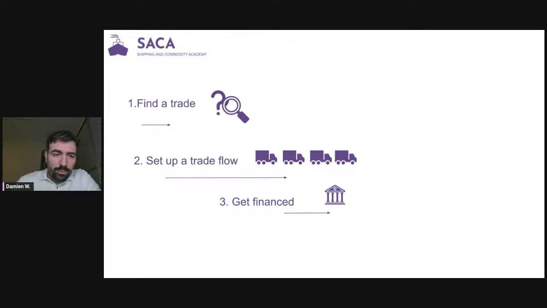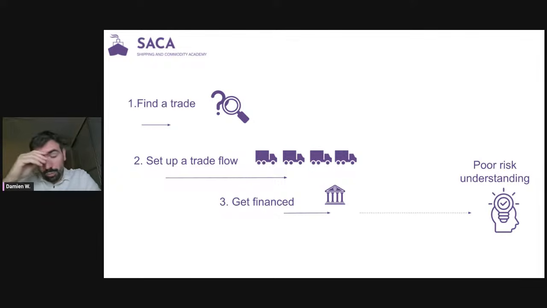The problem with getting finance, what I've seen, is that there is a poor understanding of what financiers are looking for. Even though traders were able to set up a trade flow, that doesn't mean they are savvy in their understanding of the commodity trade finance market. From what I've seen, there is a poor understanding of who the financiers are, what they are willing to do, what they are not willing to do, when there is a securitization, what type of securitization, why they wouldn't work with you, and so on.